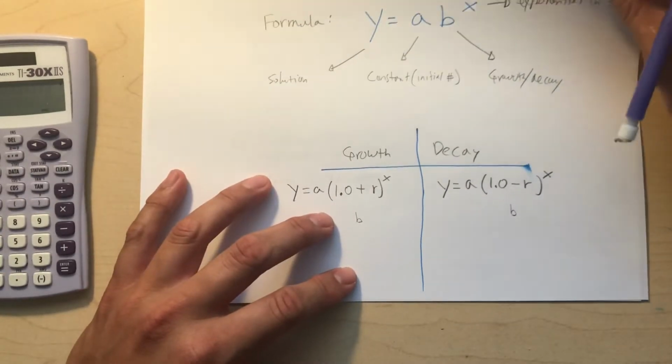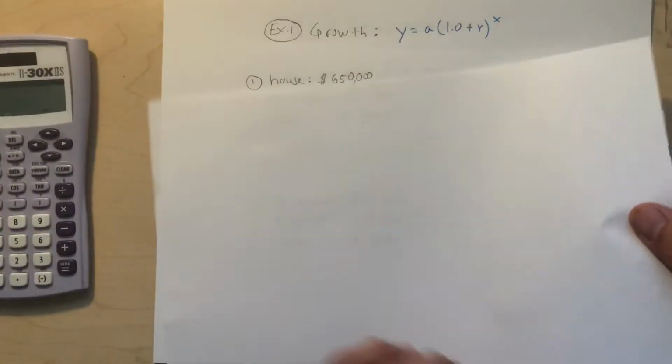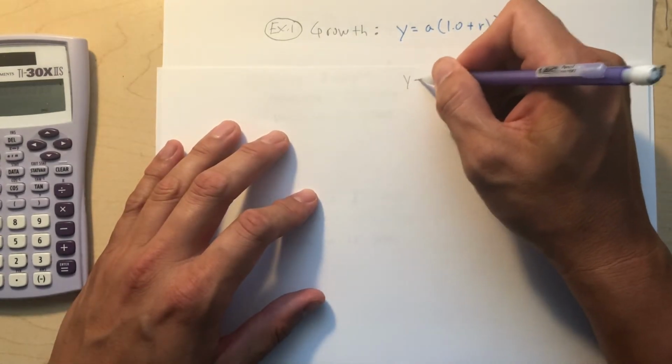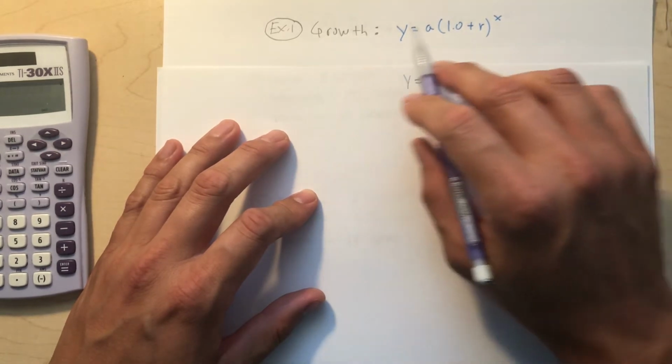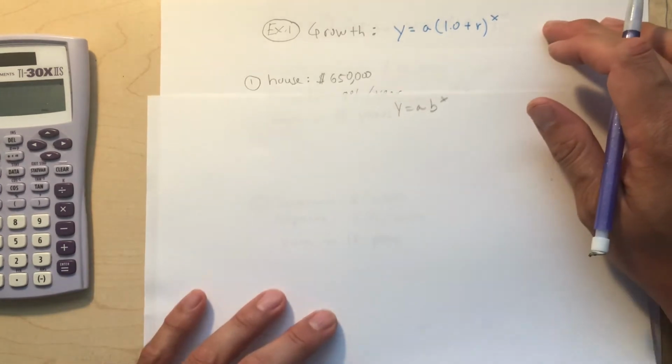All right? Let's go ahead and do the first problem right over here. Okay, so this is your growth right over here. Okay, again, let me write down the equation again. All right, so that is y is equal to a, that becomes your b, and your x. Since we're talking about growth, this is what you're focused on. You know you're going to be adding the rate. All right, let's go and do our first problem.